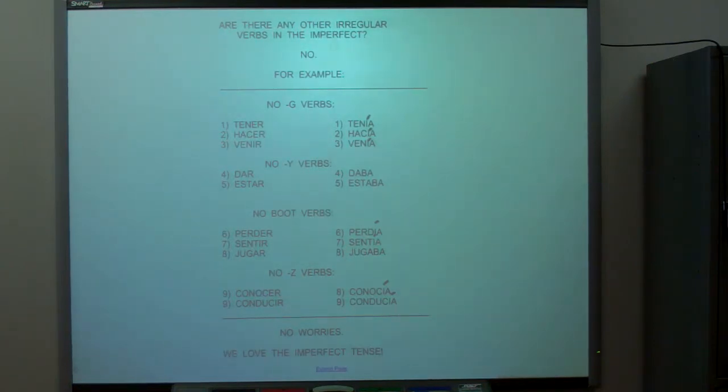Yep. Well, there must be one or two irregular. Right. What are the only two that are irregular? Ser turns into era, ir turns into iba. Ser turns into era, ir turns into iba.